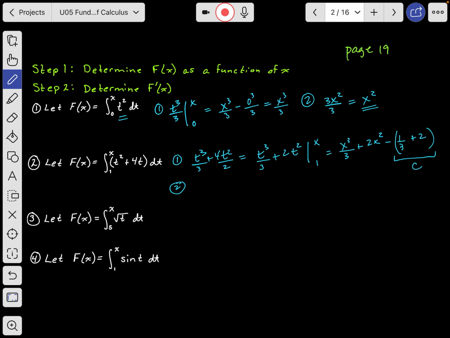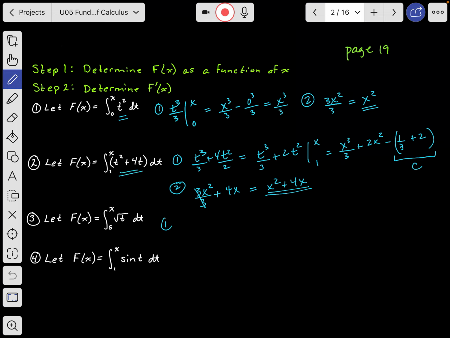All right, so now we're going to take the derivative of this. And so if I use the power rule, that would give me 3x squared over 3 plus 4x. And if I cleaned up the 3's, I have x squared plus 4x. And again, notice the relationship between the original function and what our result is.